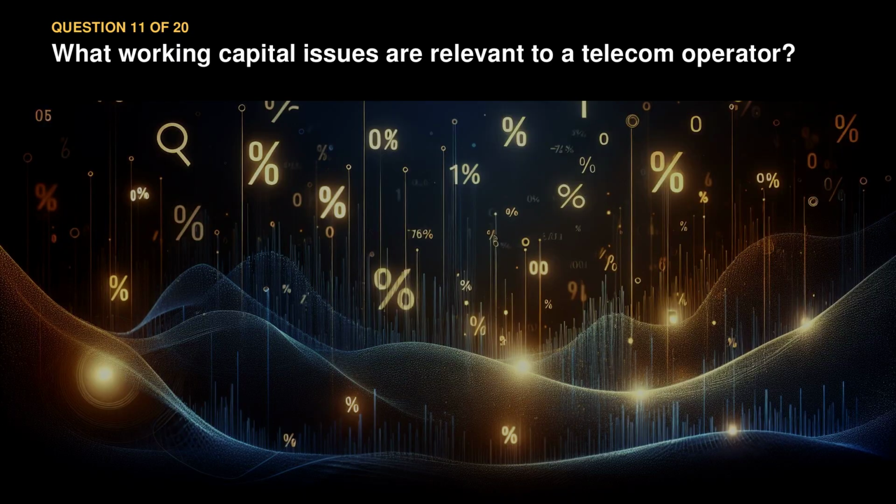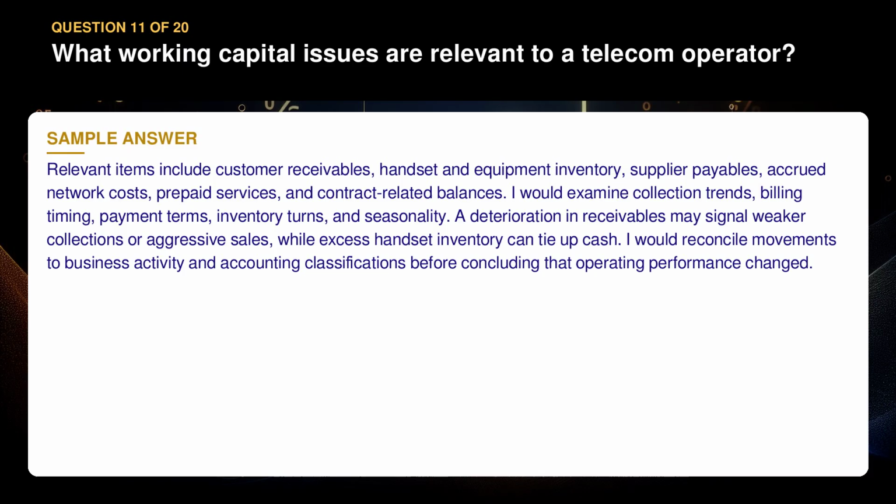Question 11. What working capital issues are relevant to a telecom operator? Relevant items include customer receivables, handset and equipment inventory, supplier payables, accrued network costs, prepaid services, and contract-related balances. I would examine collection trends, billing timing, payment terms, inventory turns, and seasonality. A deterioration in receivables may signal weaker collections or aggressive sales, while excess handset inventory can tie up cash.